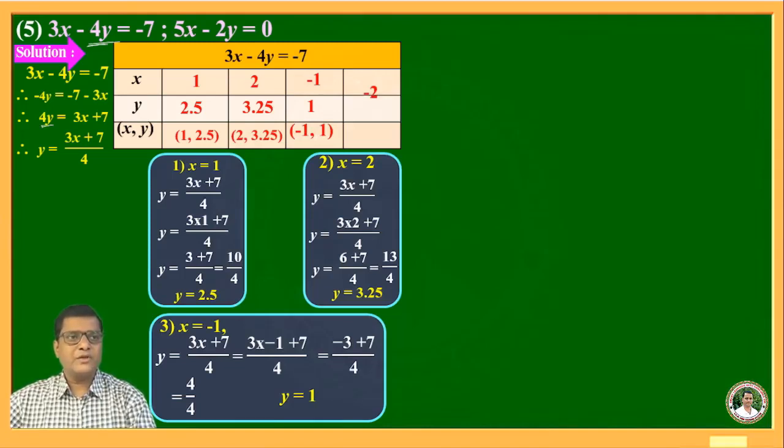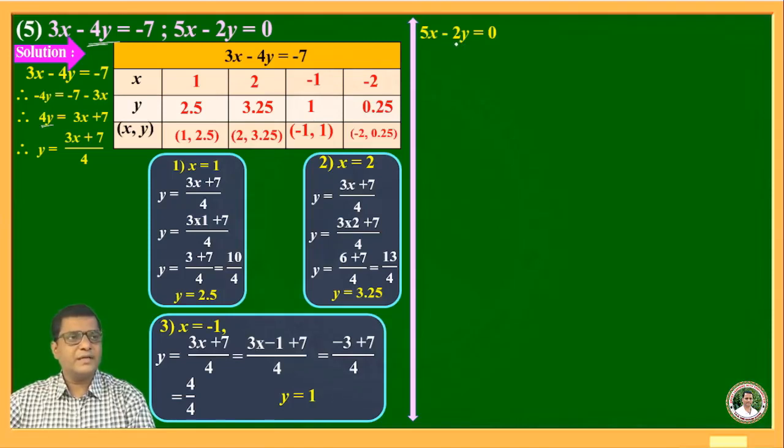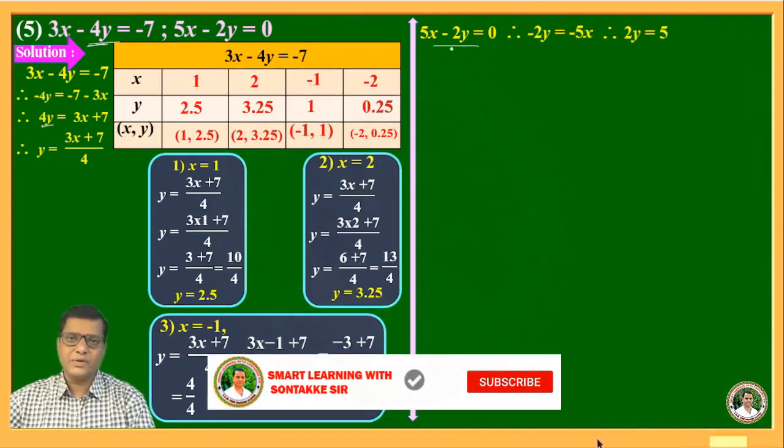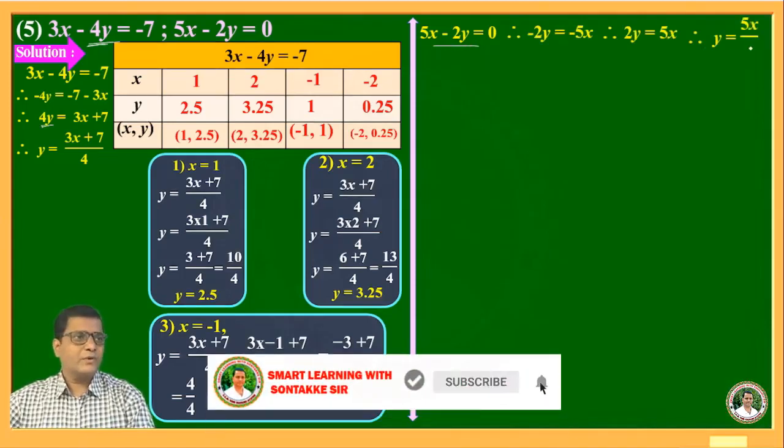Similarly, if you take value of x is -2, then simplify like this way, then we will get the value of y is 0.25. Similarly, we will complete the table of second equation, that is 5x minus 2y is equal to 0. First convert this equation in the form of y is equal to, means left side only y will be there. Therefore, y is equal to 5x upon 2.